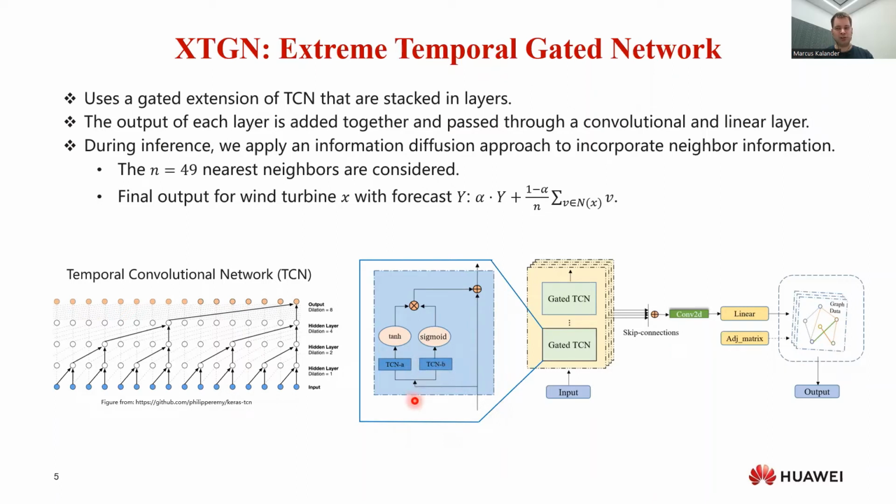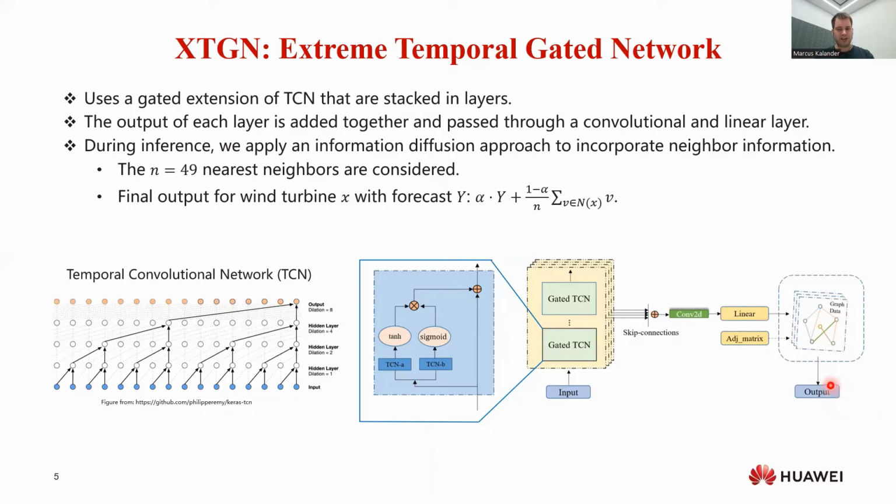And it actually uses two separate dilation layers with respectively a tanh and a sigmoid activation function. This is to control the information flow to the next layer. This is then added to the input and then sent on to the next gated TCN with a higher dilation factor. And we use skip connections to obtain the output of each layer in the stack and add these together. And then after passing it through a convolutional and a linear layer, this becomes our output.